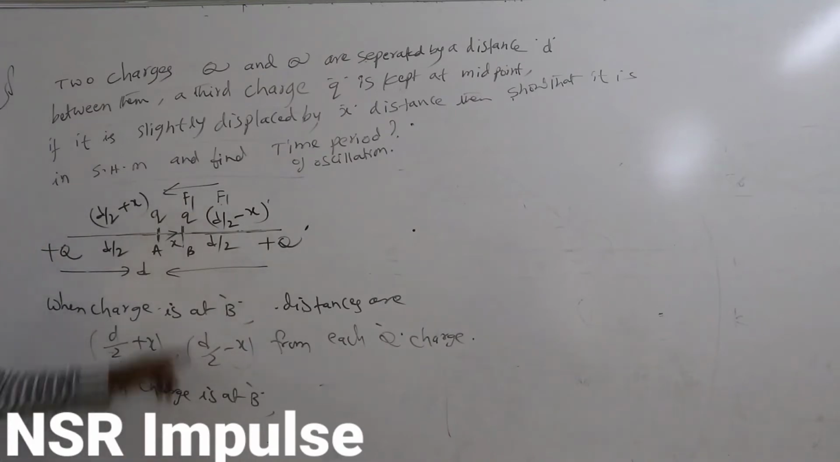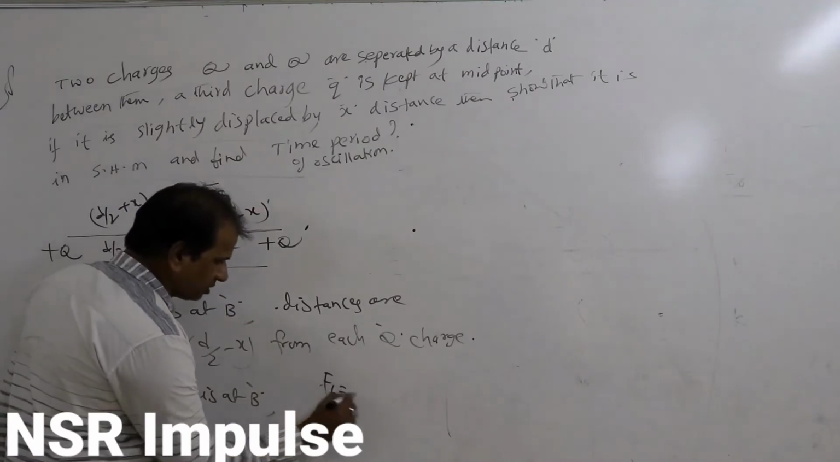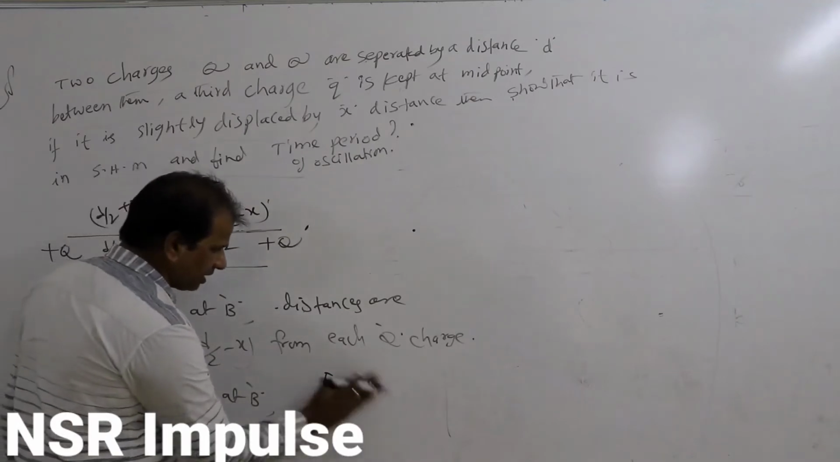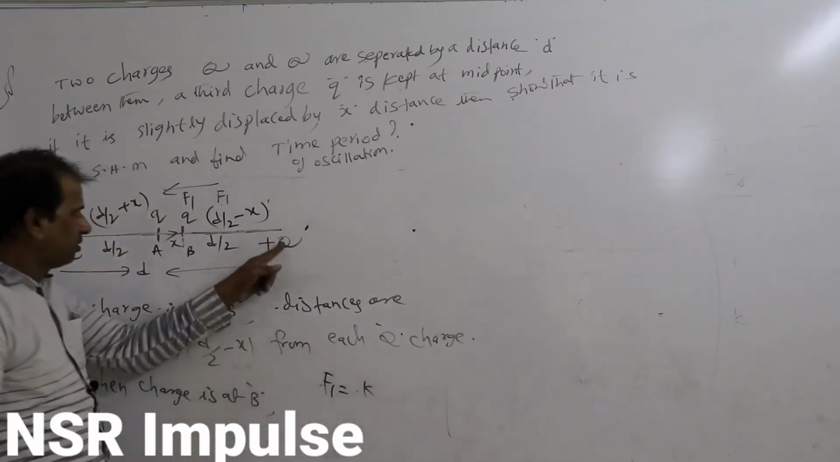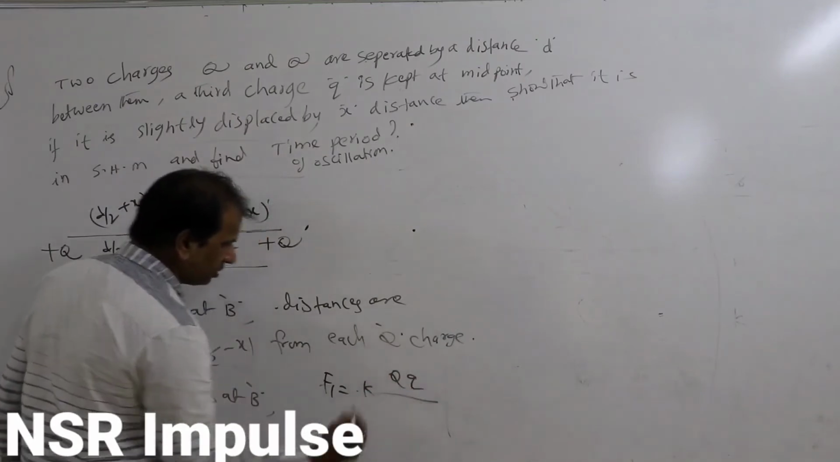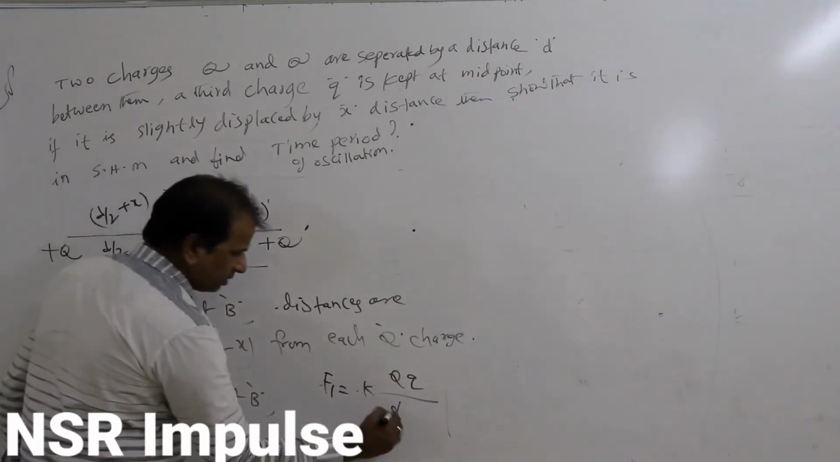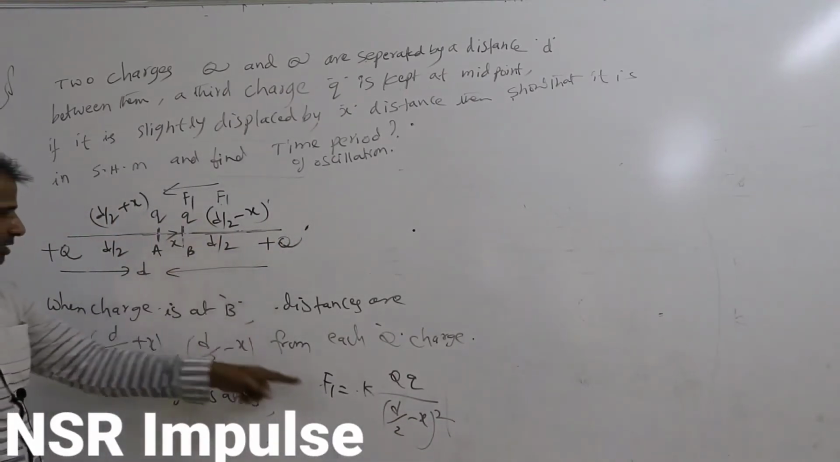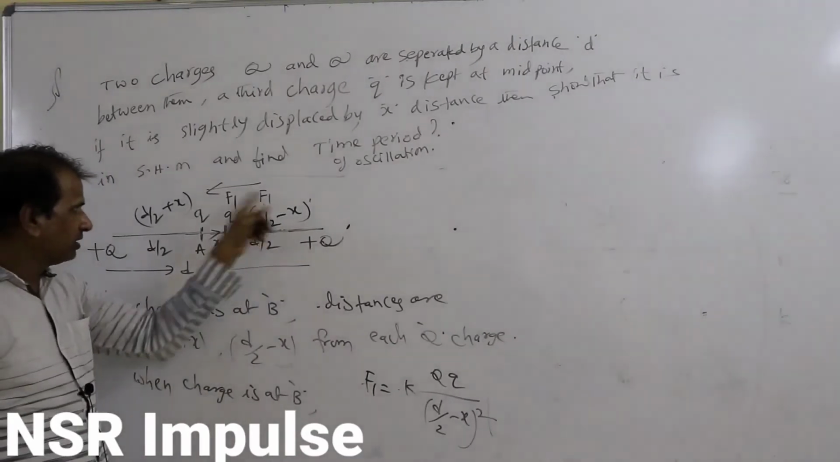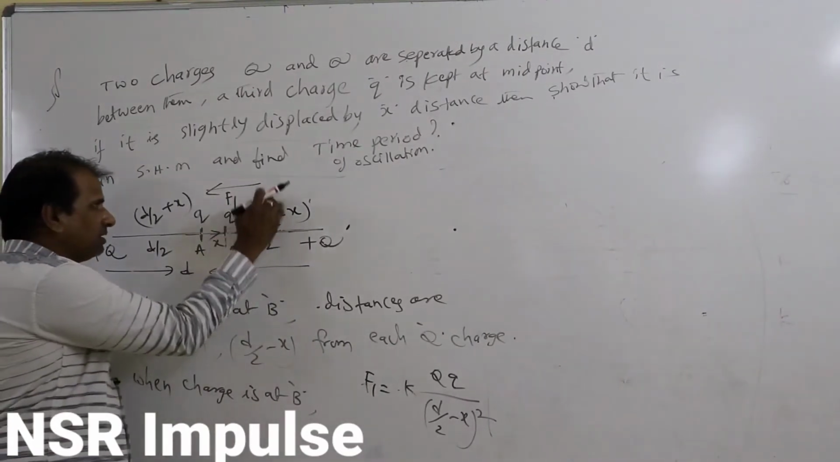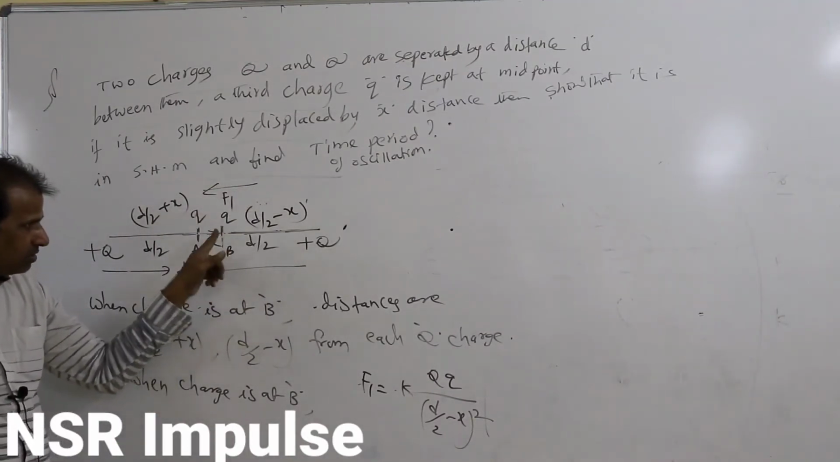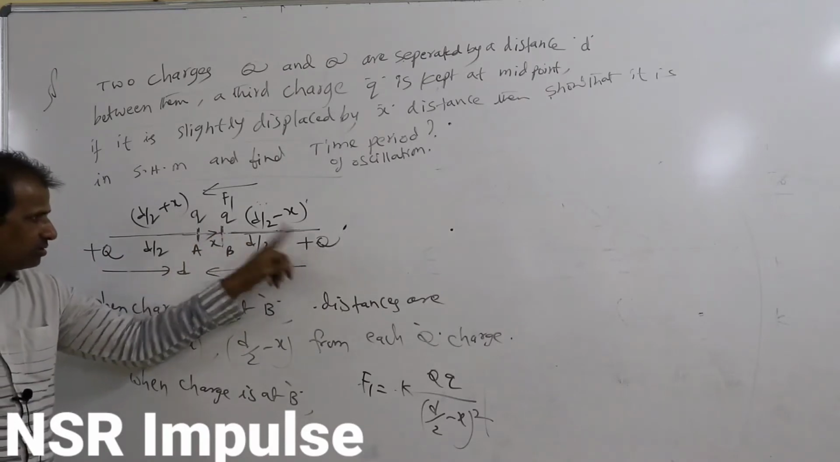What? That is F1. This will be repelled outward with what force? F1 is equal to 1 by 4 pi epsilon naught, or simply you can write K, Q into q by (d/2 minus x) whole square. This is F1, acting in this direction, because the distance between them is d/2 minus x, and this is plus q and this is also plus Q.